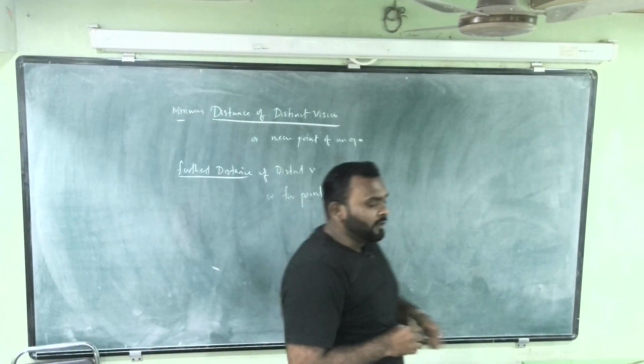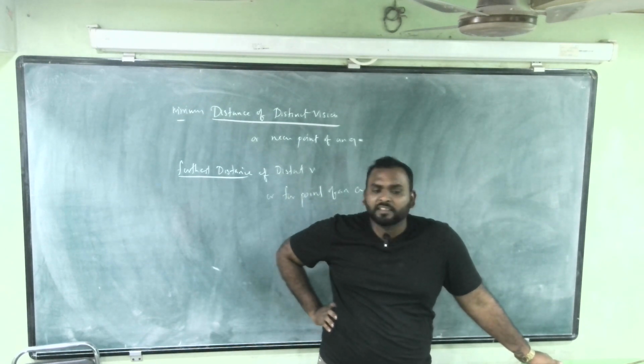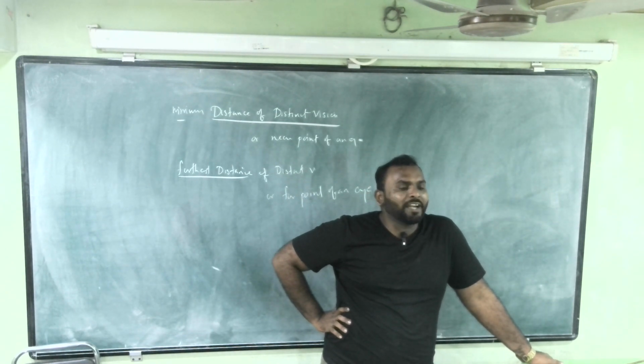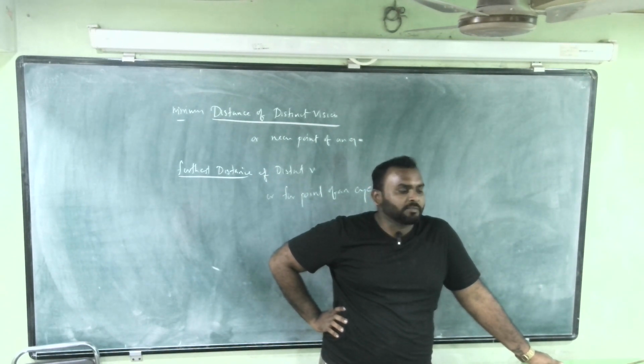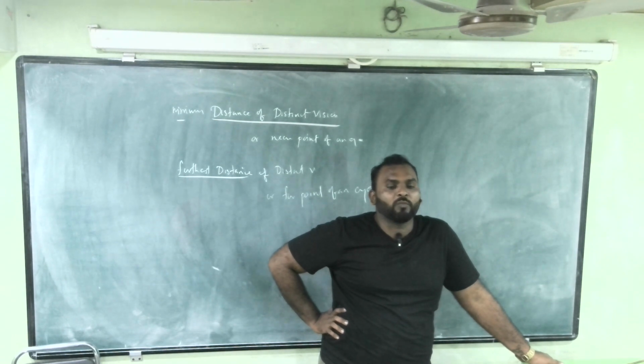Now we will be learning the defects of human eye. There are 3 defects of human eye. One is myopia, second one is hypermetropia, third one is presbyopia. First is myopia. What is myopia?